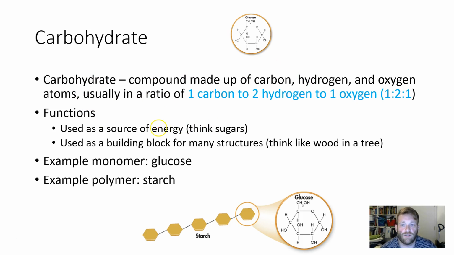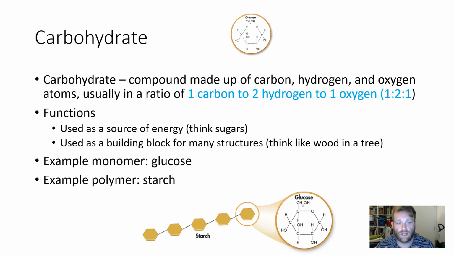Functionally in biological systems, carbohydrates are used mainly as an energy source. For example, for us as humans, our main energy source comes from glucose, one of the most basic monomers of carbohydrates. We break it down through combustion reactions inside of our cells and burn it so that we get the energy from each of those individual molecules.